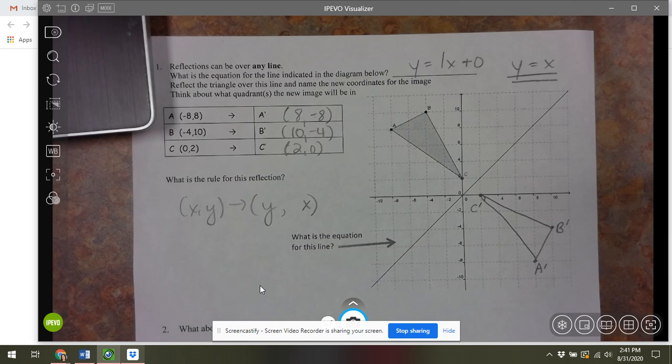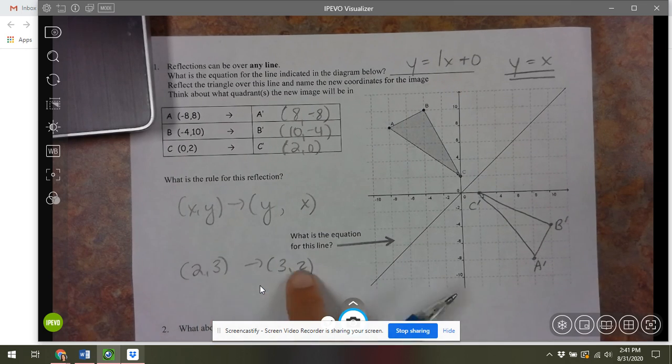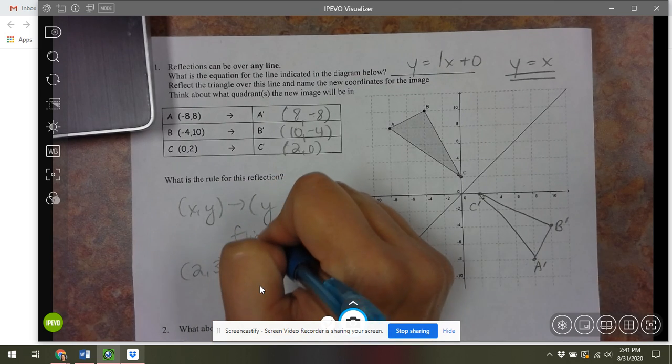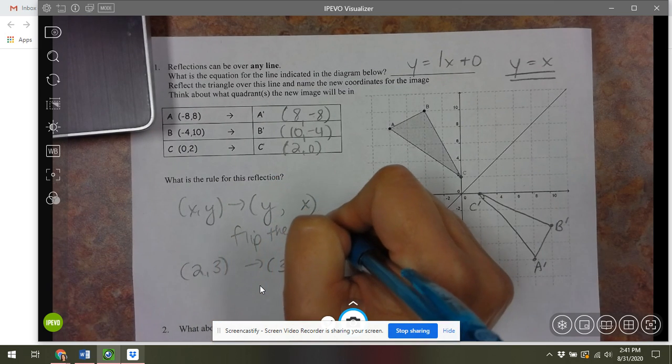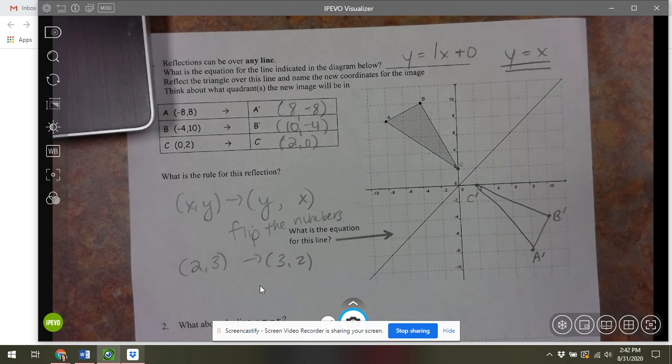Sometimes that confuses people. It's just numbers. Like this is going to be the number 2, 3. It would go to 3, 2. This is a rule for just saying flip the numbers. You know, math people, we like to try to make things a little more complicated than they need to be sometimes. Flip the numbers.